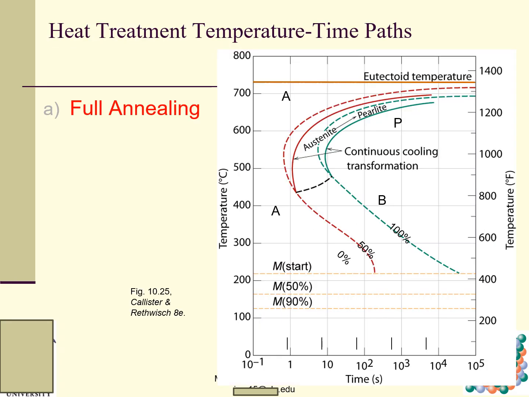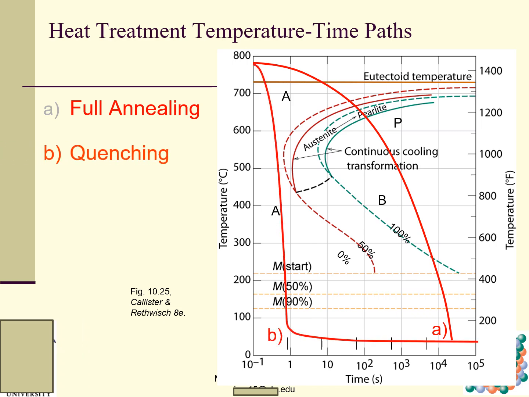And for full annealing, you can see this is the cooling curve. This is continuous cooling, and the curve passes the start curve, the begin curve, and the completion curve. This is a continuous cooling transformation diagram, and it goes down until we finally get martensite. So this is full annealing. Next is quenching.